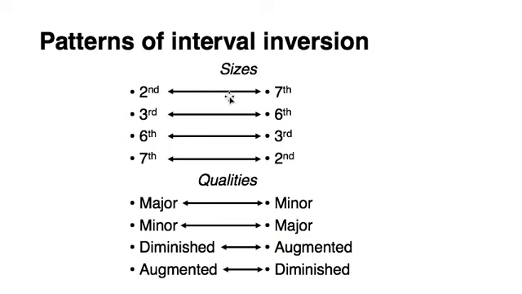As we invert intervals, we observe that patterns start to emerge. For instance, every time we invert a second, we get a seventh, and vice versa. That is invariable, that happens every time. Every time you invert a third, you get a sixth, and vice versa, as you can see here. And not only are patterns related to sizes, but to qualities too. When you invert a major interval, that becomes a minor interval, and vice versa. A diminished interval becomes an augmented interval, and vice versa.